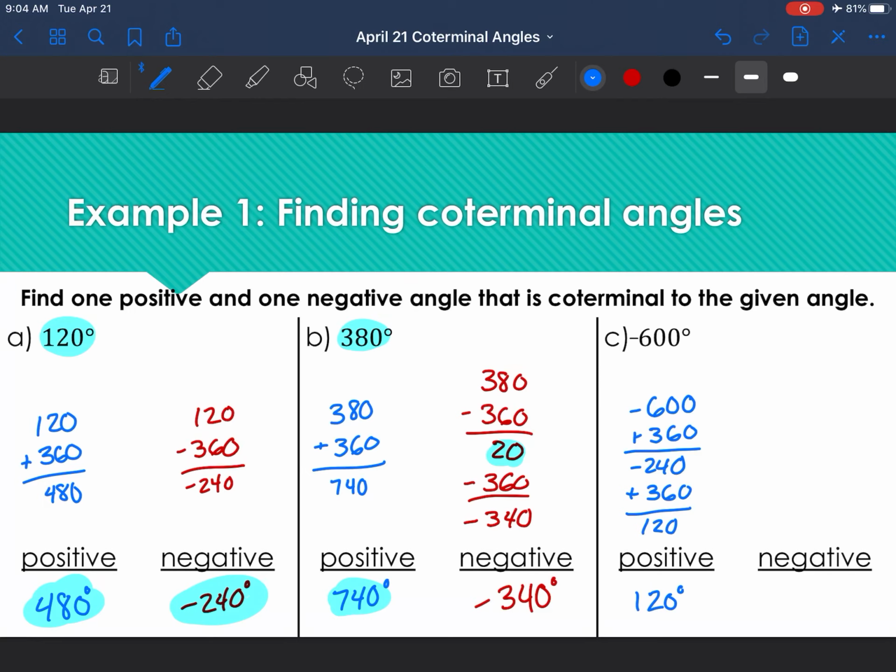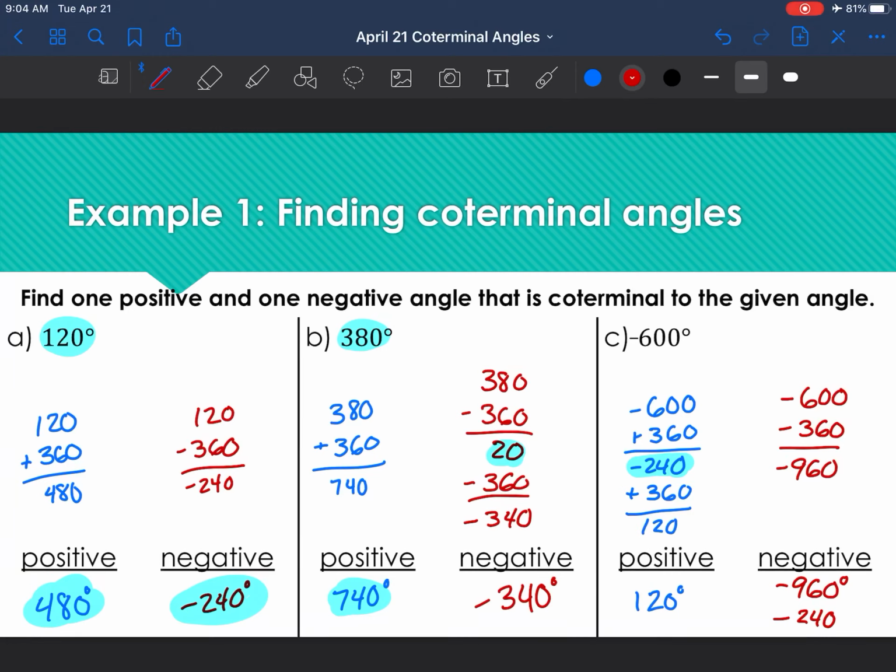As for a negative, I could take the negative 600 and minus 360 if I wanted to, and that would give me negative 960. So that's an example of a negative degree that is coterminal with negative 600. Or, I don't know if you noticed this, but when I got the negative 240, that is also another negative degree that is coterminal. So that would also work. All of these are examples. Now I'm just asking you to find one of each, one positive, one negative.